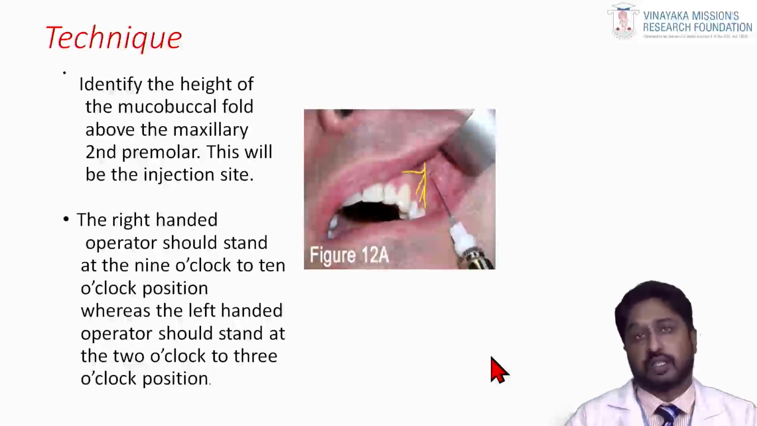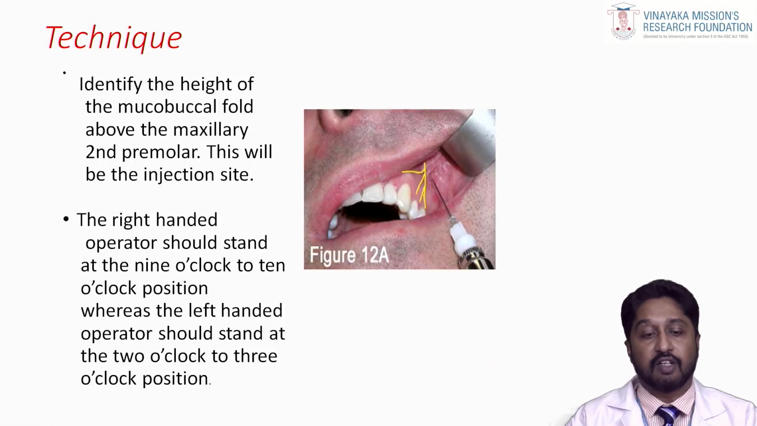So how do you give this technique? Identify the height of the mucobuccal fold above the maxillary second premolar. So the injection site will be the maxillary second premolar. In the previous PSA we saw the second molar, but in the MSA nerve block, that is the middle superior alveolar nerve block, your injection site will be the second premolar. Please don't confuse the second molar and the premolar.